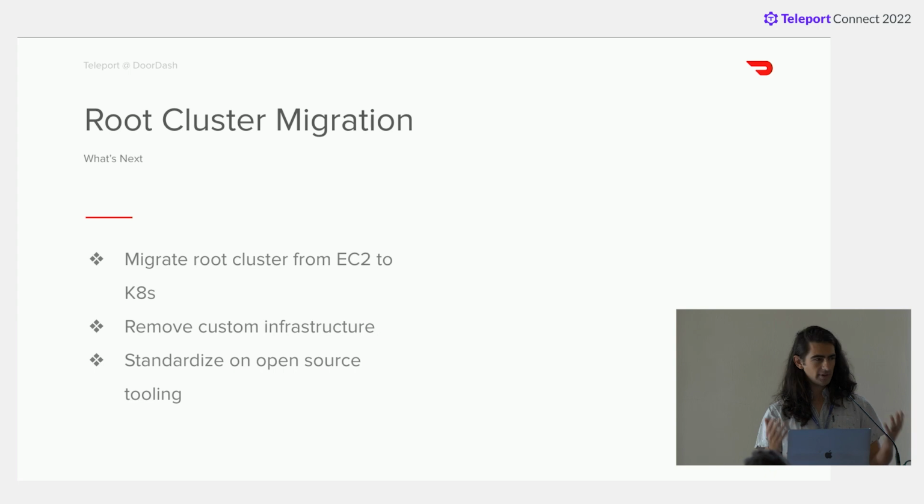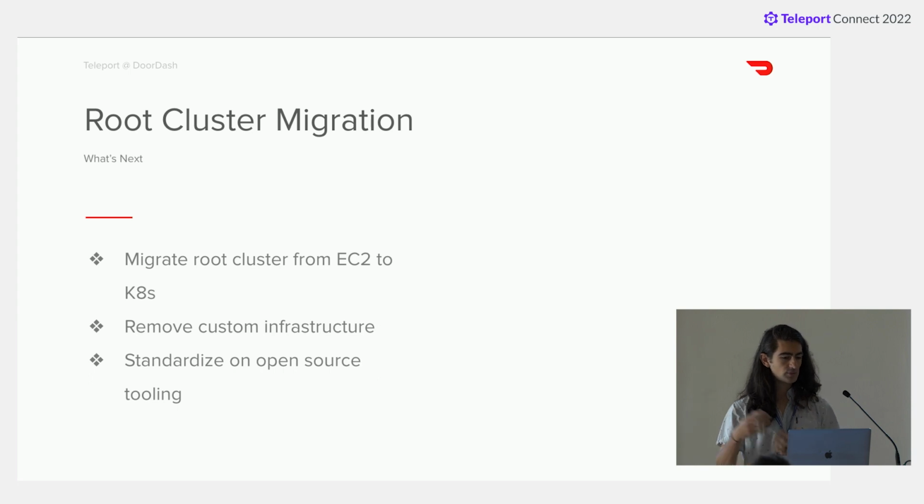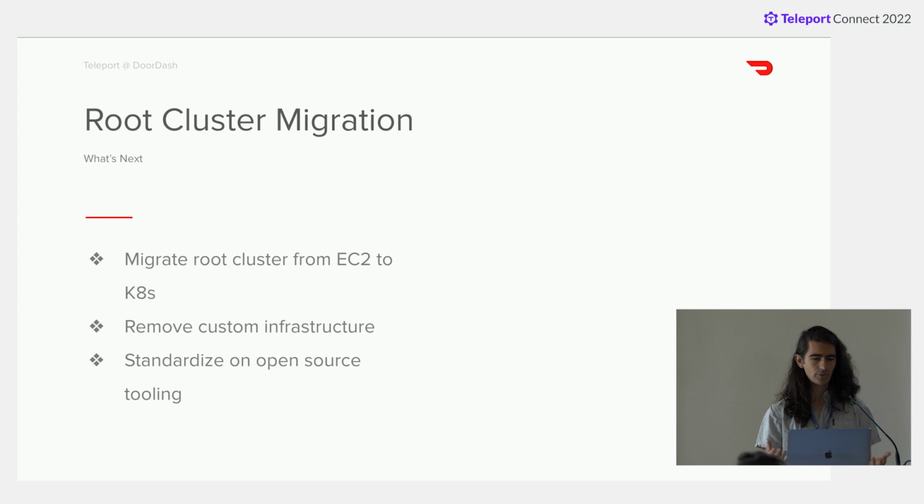And one final change that we are looking to make on the Teleport side is migrating our root clusters from an EC2 setup to Kubernetes, leveraging more of the open source Helm charts for running our root clusters. This will allow us to remove our very custom Terraform setup, which we use to deploy Teleport, and really standardize on the open source tooling that a lot of effort has been put into. We'd love to leverage that for our root cluster.